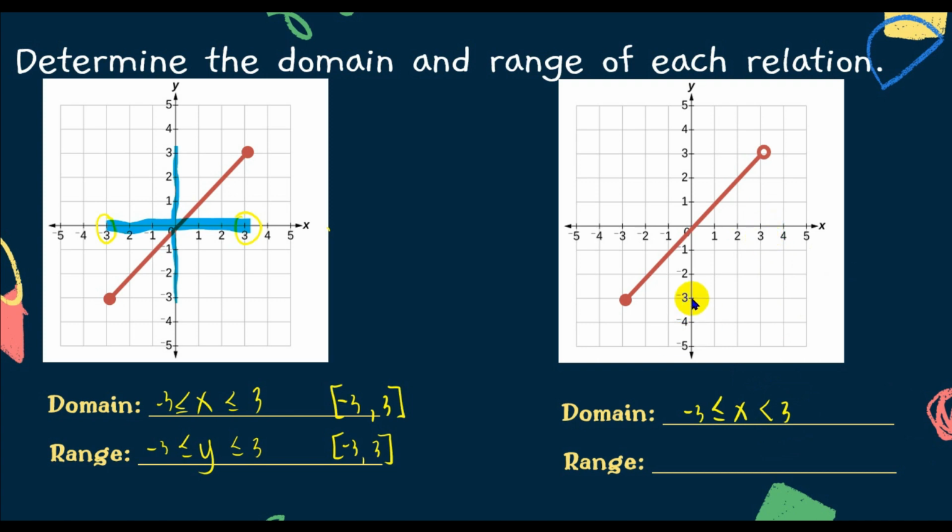Dito naman po sa range, again, the behavior of the line vertically. So, it starts with negative 3 and ended at positive 3. And again, open point siya. So, hindi po included si positive 3. Kaya po, we're going to write the inequality as y is greater than or equal to negative 3. May or equal to kasi kasama siya. But it is less than 3. Di po kasama yung 3 dun sa y value.